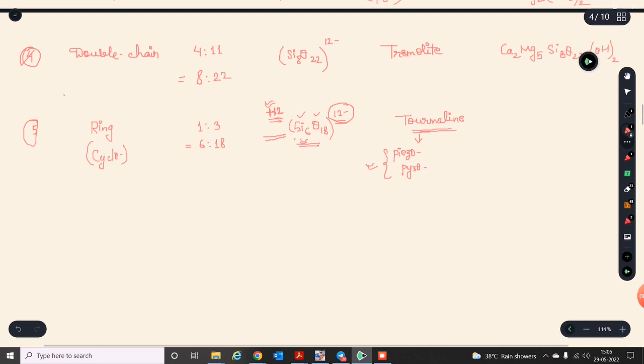Tourmaline has a very complex formula. You don't need to remember this, but if you remember it, it's well and good for you. If you don't, it's not that big an issue. Sometimes in exams like CUET and BHU, there are questions on chemical formulae. So for these exams, it will be helpful if you remember. Only sometimes they put out questions on chemical formula directly.